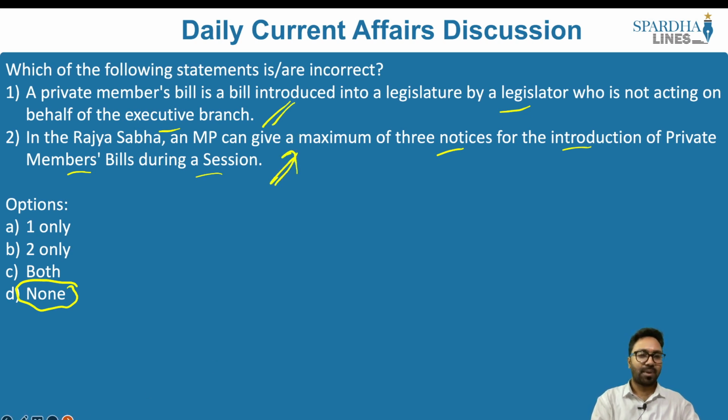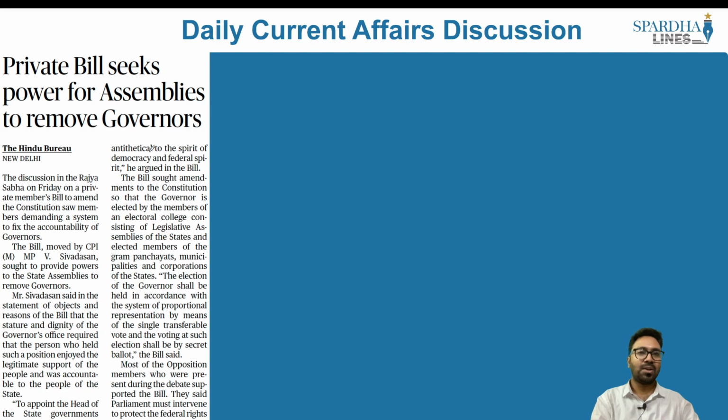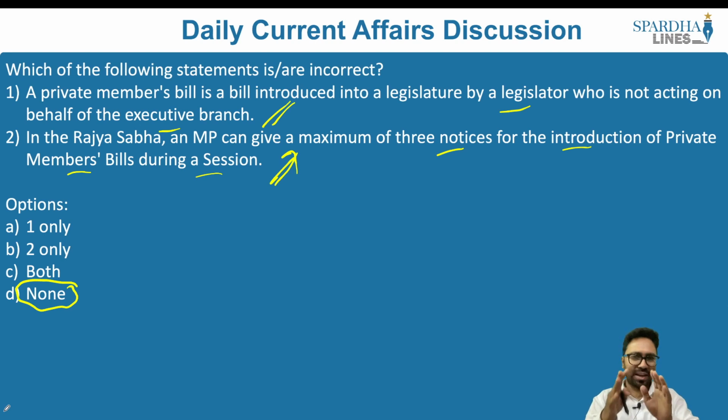Why have we taken this practice question? Because this article in The Hindu makes a reference to the private bill, which is why we have taken this practice question. Let us try and understand what these statements are, and we will explain what this private member's bill is. A private member's bill is a bill introduced into a legislature by a legislator who is not acting on behalf of the executive branch. Yes, this statement is right. What do we mean by it?